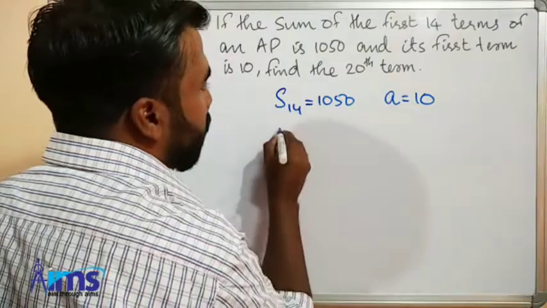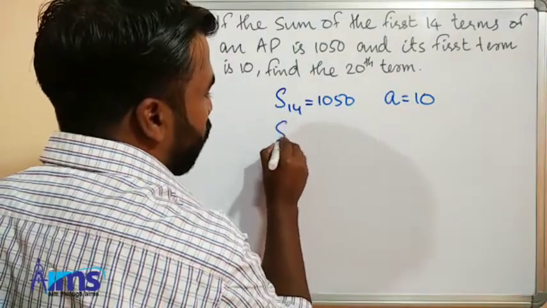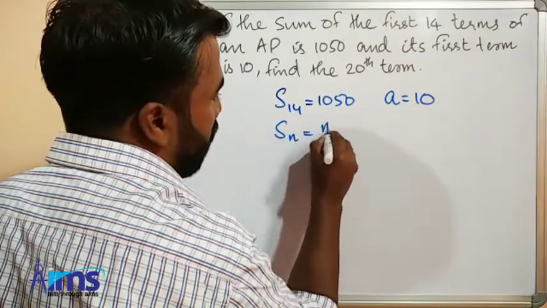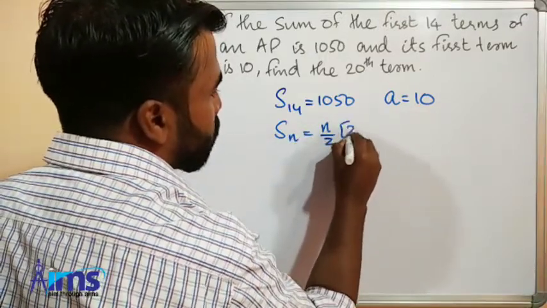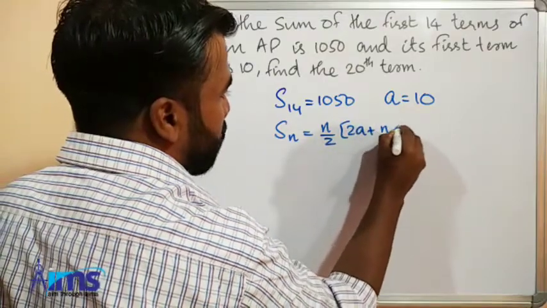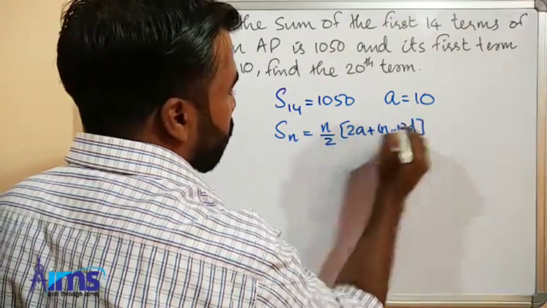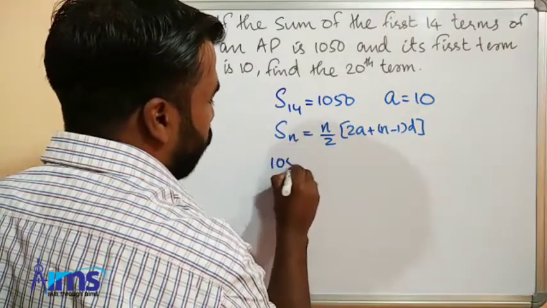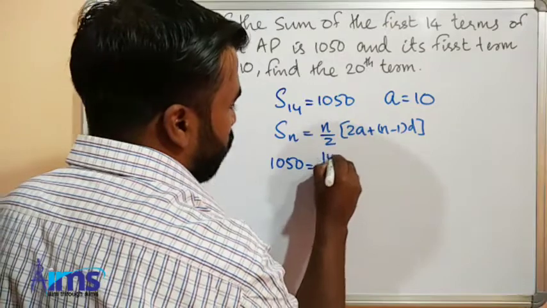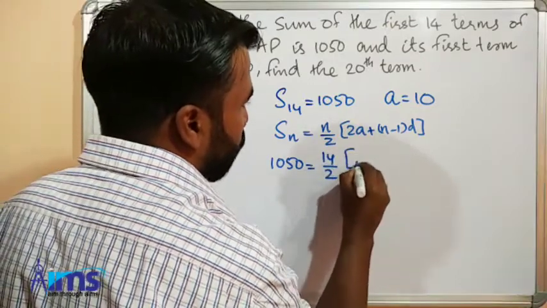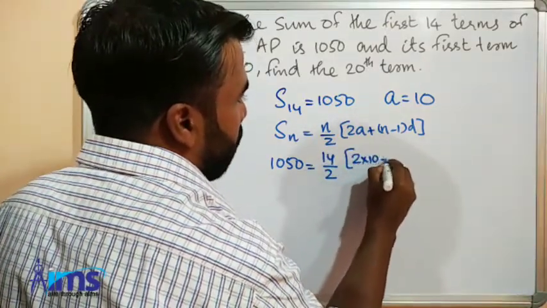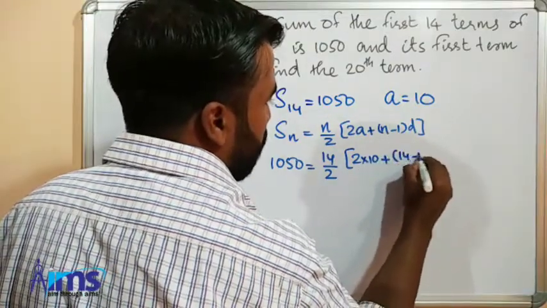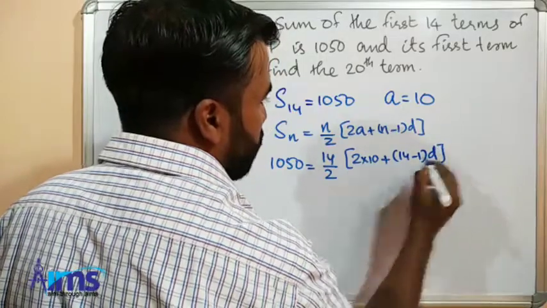So, we know the equation, what is the equation of sum of terms? Sn is equal to n/2 into 2a plus (n minus 1) into d, which is S14, isn't it? So that is 1050 is equal to 14/2 into (2 into 10 plus (14 minus 1) into common difference), which we don't know.